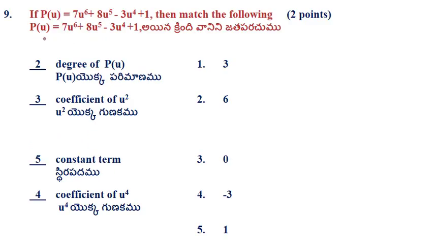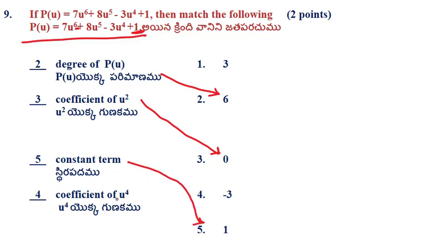Here P of u is equal to 7u power 6 plus 8u power 5 minus 3u power 4 plus 1, and then we have to match the following. Degree of P of u: the highest exponent for the variable is 6, so the degree is 6. The coefficient of u square: there is no u square term in the given polynomial, so the coefficient is 0. Constant term: here the constant term is 1. And the coefficient of u power 4 is minus 3, so the answer is minus 3.